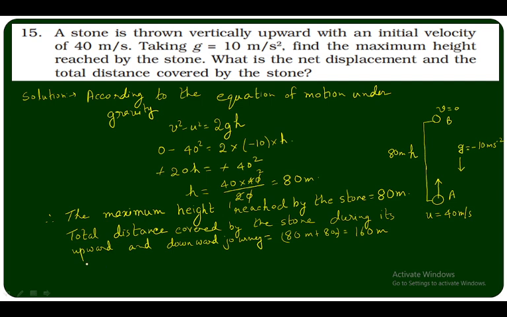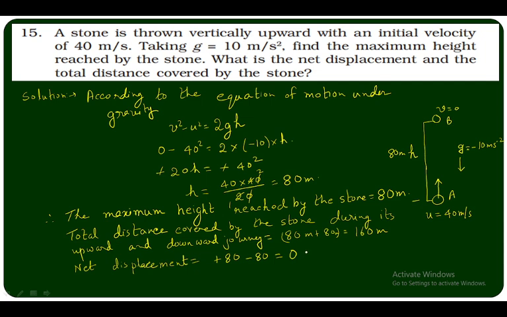Now, what is the net displacement? We know that displacement is a vector quantity. Therefore, in the positive direction it goes plus 80, right, and from here to here it is negative, minus 80, therefore the value is 0. You see here, because the ball goes from A to B and again from B to A, it comes back to the same position, therefore the net displacement is 0, right.